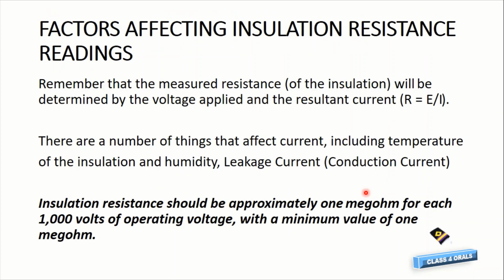Okay. Now the factors affecting the insulation resistance readings. There are many things which affect it, like temperature, humidity, and leakage current. The IR value should be approximately 1 megohm for each 1000 volts of operating voltage, with a minimum value of 1 megohm, which is a safe value.